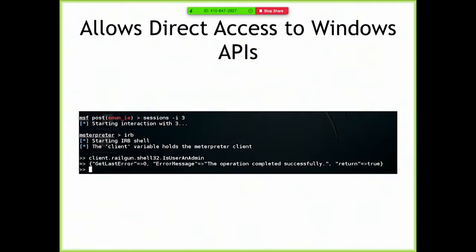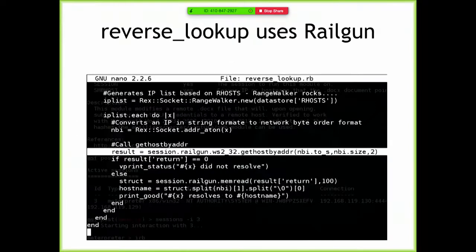So if you have a session, you're in Meterpreter, then you can go to IRB, then you can run Railgun to do a direct call of shell32 to find out if you're an administrator. And it'll tell you it completed successfully, and it's true because you are an administrator. Now, of course, there are other ways to do the same thing, but this is useful to call specific API functions so you can do anything a developer does. Anything any program does in Windows.